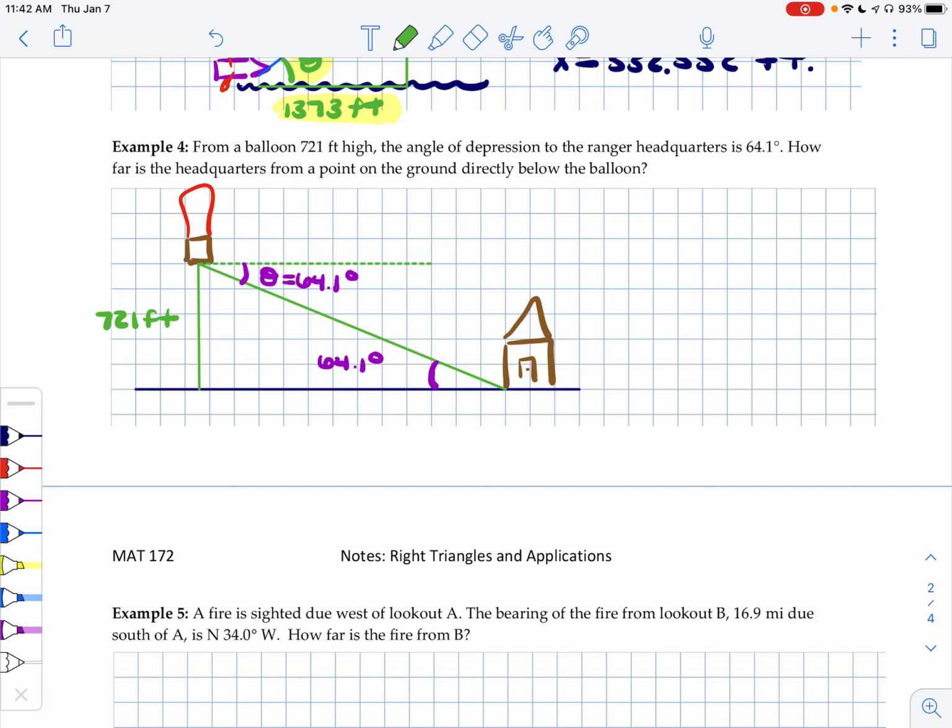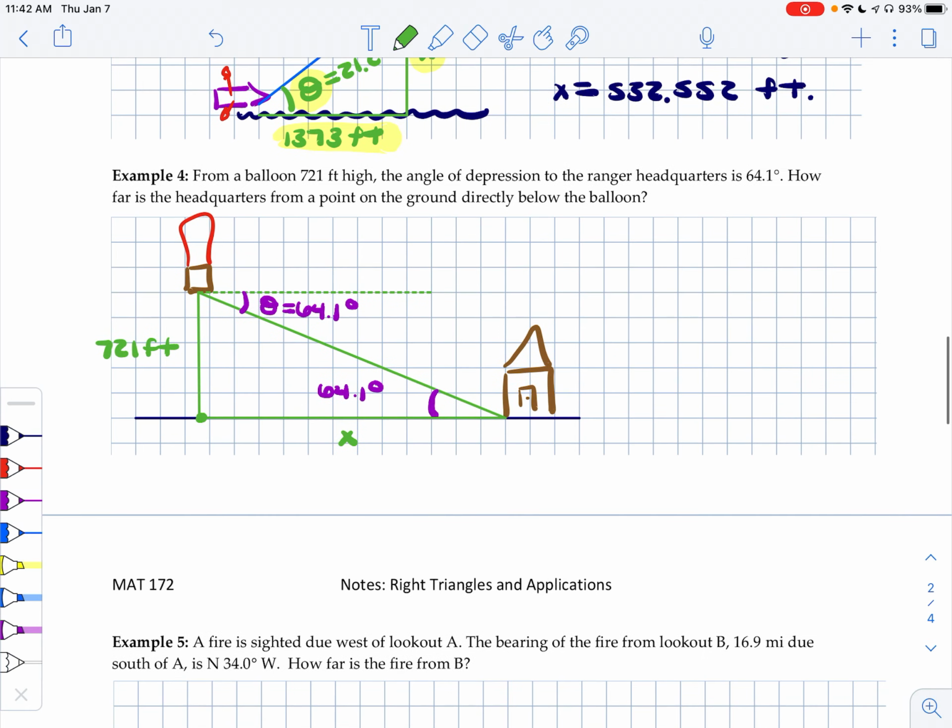All right. So what we're trying to find is how far is the headquarters from a point on the ground directly below the balloon. So if this is a point on the ground directly below our balloon, we're looking to find how far that point on the ground is from the ranger station. I'm going to go ahead and just call that X. All right, so now we just need to solve it. Let's think about what we have here. We have our 64.1 degrees. The 721 would be the opposite side, and X would be our adjacent side. So again, this is going to be using a tangent function.